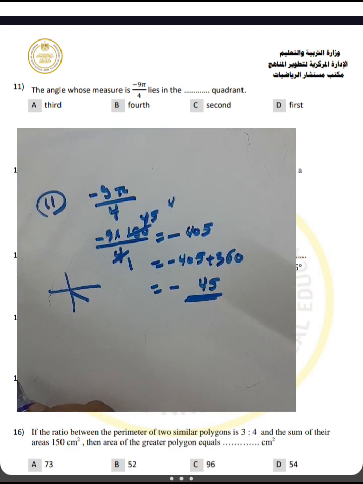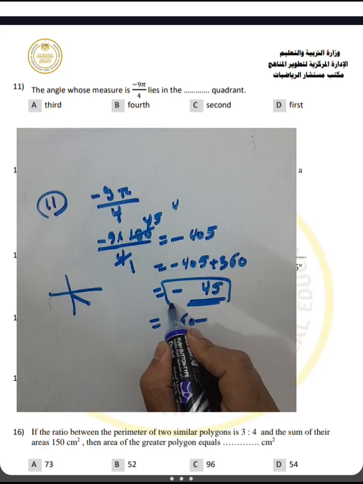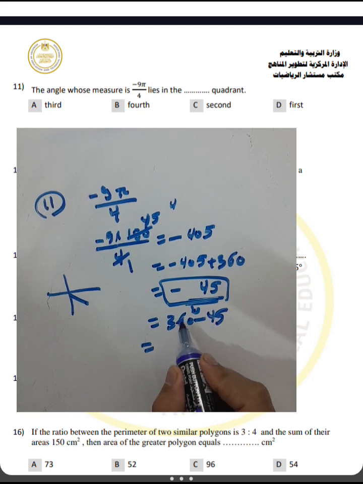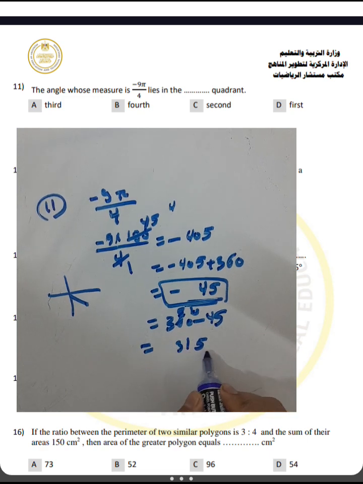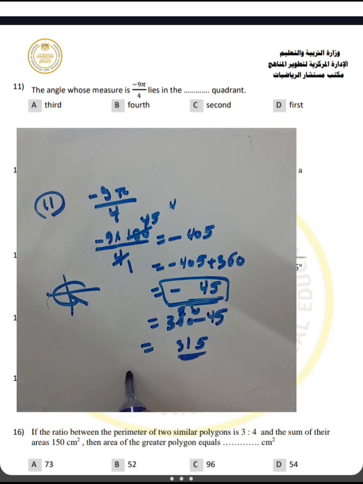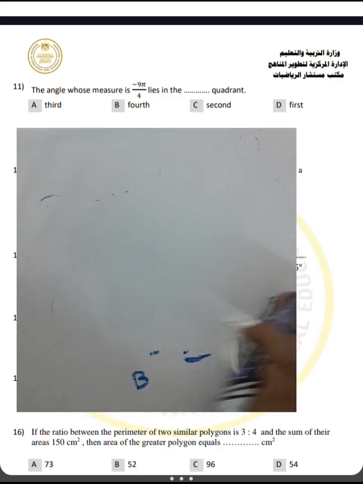Or you can add 360 again to this angle: 360 minus 45 gives 315, which lies in the fourth quadrant. Choose letter B for question number 11, fourth quadrant.